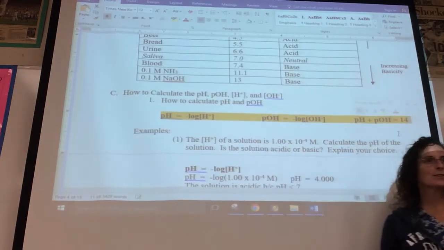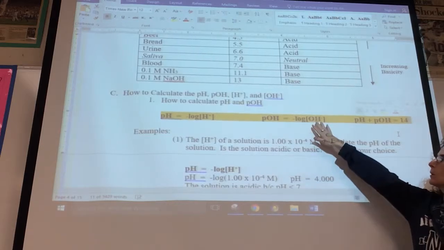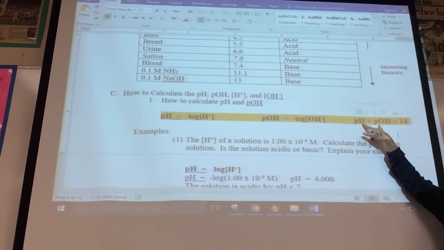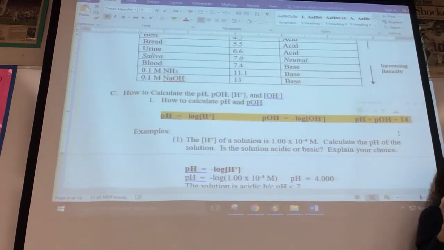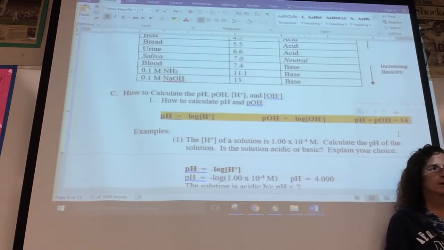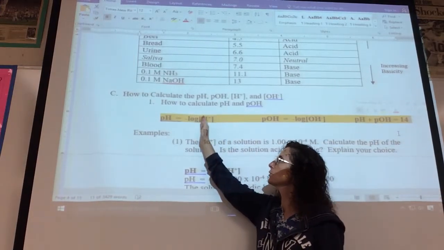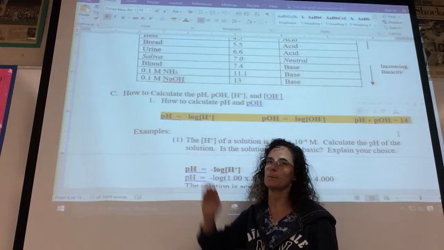pH is the negative log of the proton concentration. pOH is the negative log of the hydroxide ion concentration. The sum of the two is 14. A couple of things to remember here: if you want to know pH and you're given the proton concentration, use this formula.